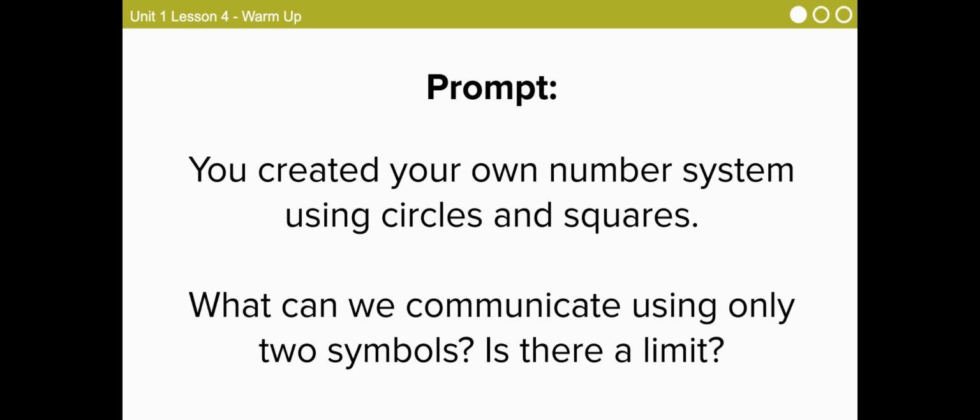You just created your own number systems using circles and squares. So, what can we communicate using only two symbols? And is there a limit if we only have these two symbols? Think about that for a minute and press pause. When you're done thinking, you can unpause.